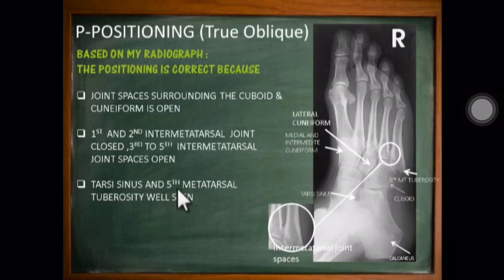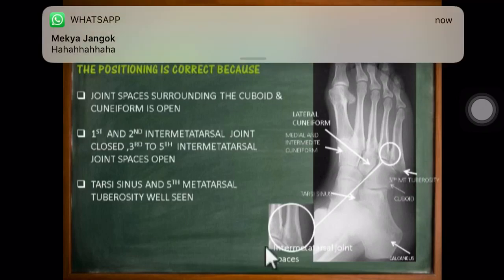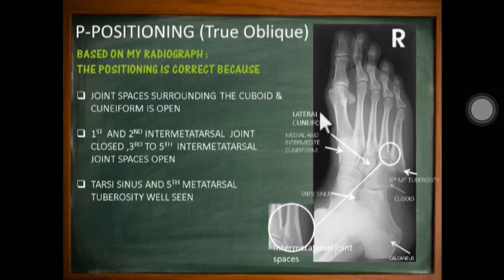And the tarsal sinus and fifth metatarsal tuberosity are well seen. This is the tarsal sinus and this is the fifth metatarsal tuberosity, and it is well seen. So, based on my radiograph, the positioning is correct because it includes all the criteria.